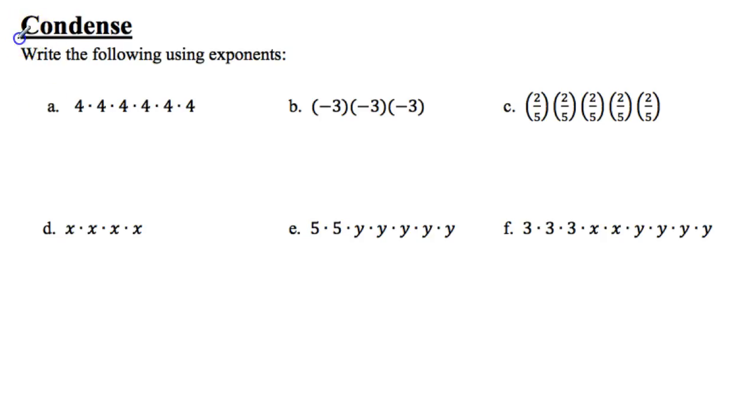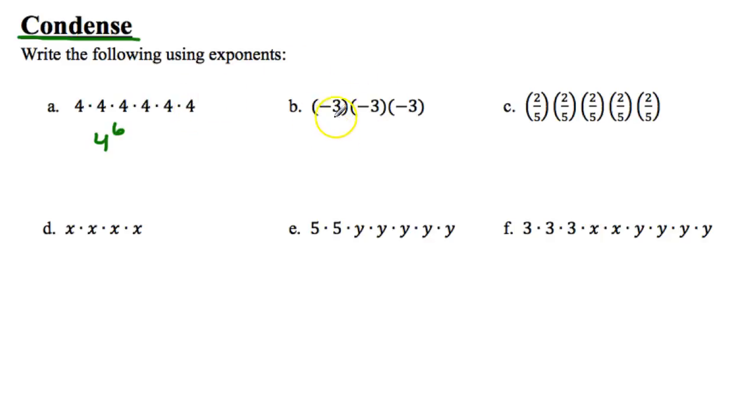So now we're going to condense the exponents. That's the opposite of expand. We're making them smaller. So I look over here, how many 4s do I have? 1, 2, 3, 4, 5, 6. So this will be 4 to the 6th power. The base is 4 and it's being multiplied by itself 6 times.